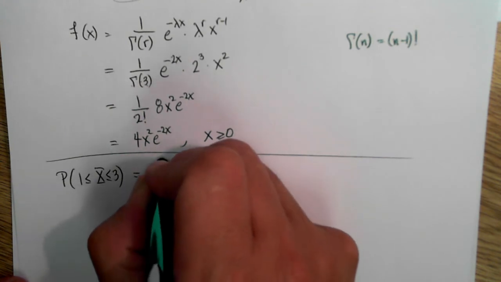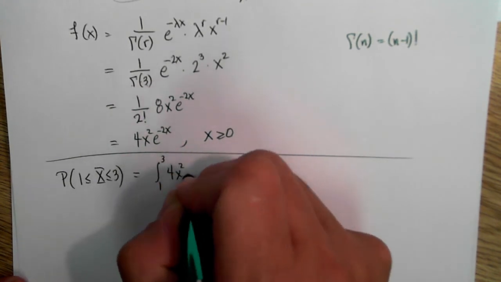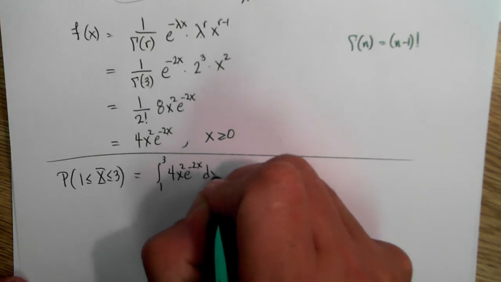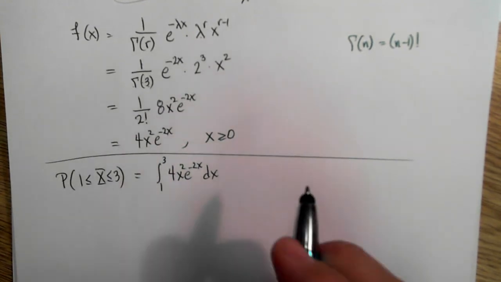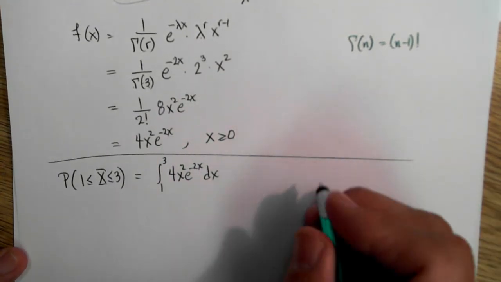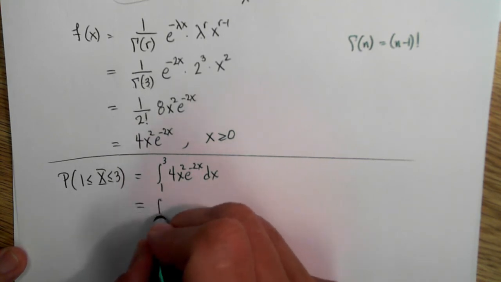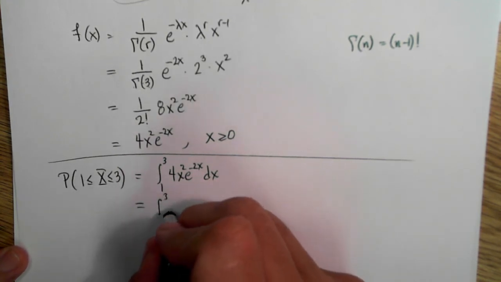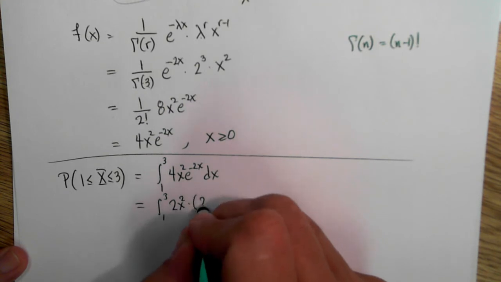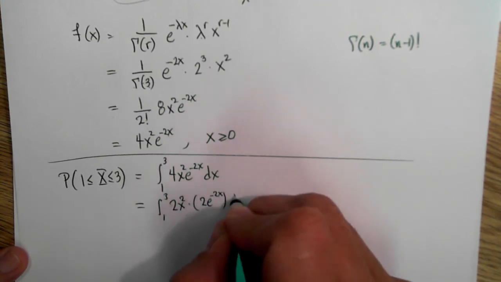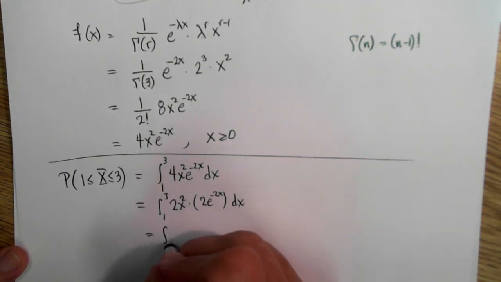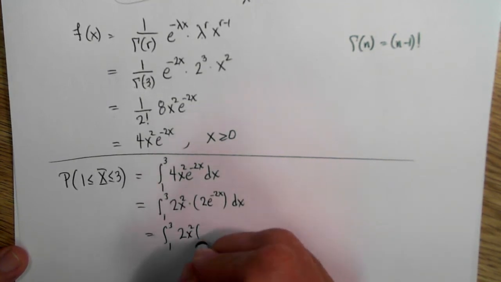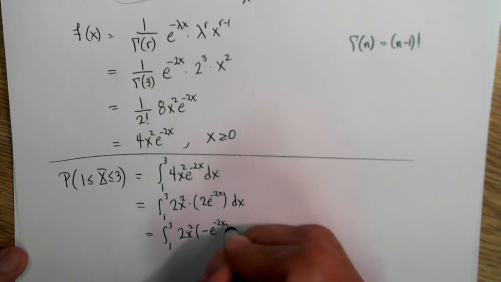Now the question at hand asks for the probability that x is between 1 and 3. So there'll be the integral from 1 to 3 of the PDF, 4x squared e to the minus 2x dx. And there's no simple way to do this. I simply have to do the integration by parts, and I have to do it twice in order for it to come out. So this is the integral from 1 to 3 of 2x squared times 2e to the minus 2x dx.